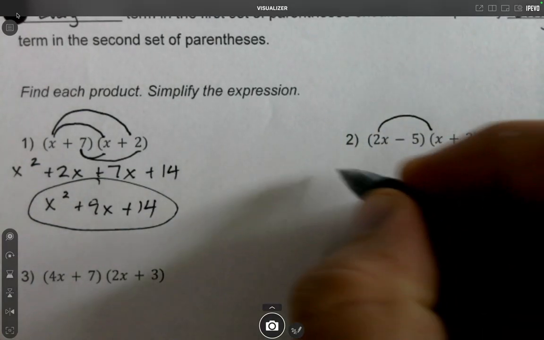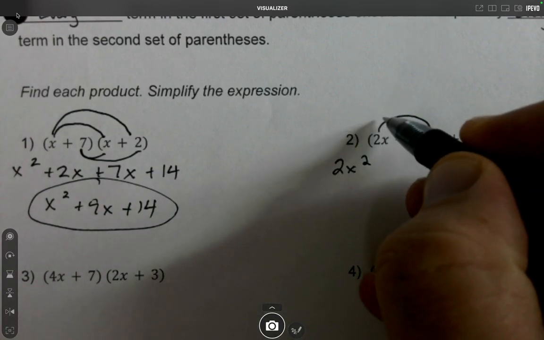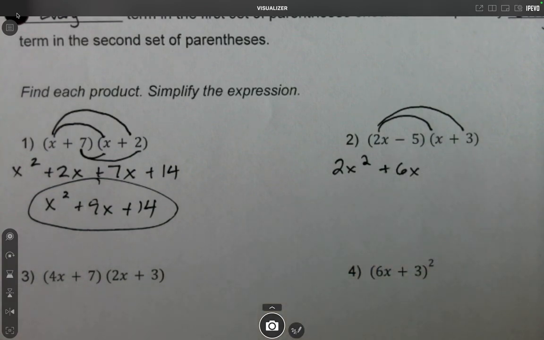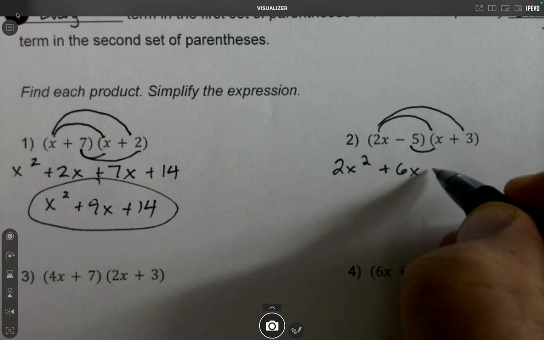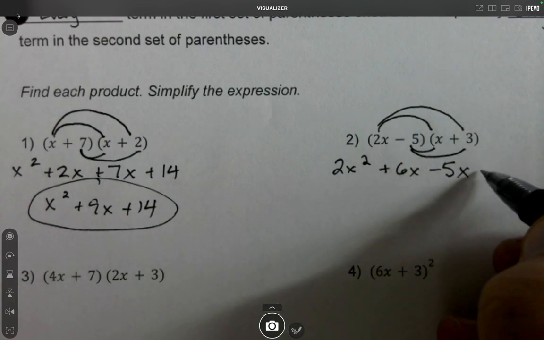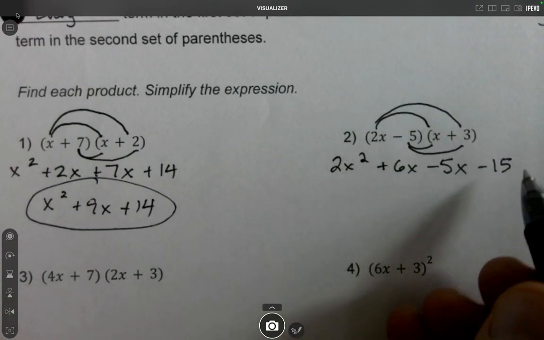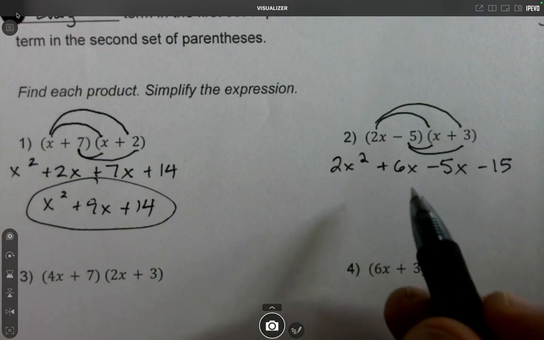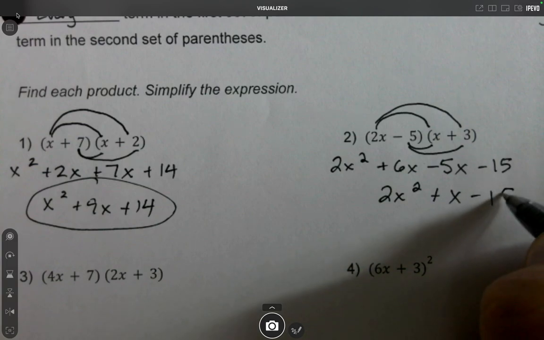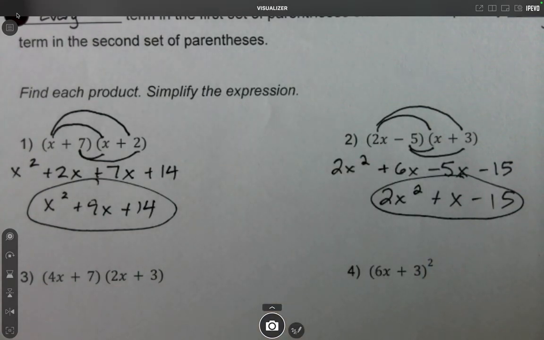First, 2x times x. Outer, 2x times 3. Inner, negative 5 times x. And last, negative 5 times 3. Just like before, the first term and the last term are standalone, so they'll just stay as they are. But 6x minus 5x is 1x. So we get 2x squared plus x minus 15. That's the result of multiplying these two binomials together.